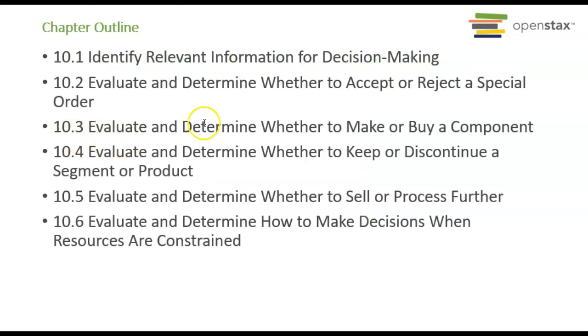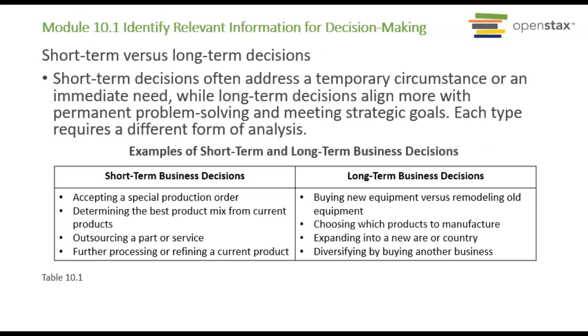And so we will look at such items as whether or not to accept or reject a special order, whether we're going to make something versus buying it ourselves, a component or something like that, and on. So as I said, what we're going to be talking about is short-term business decisions as opposed to long-term business decisions. So these are going to be of a temporary nature. Are we going to accept a special production order?